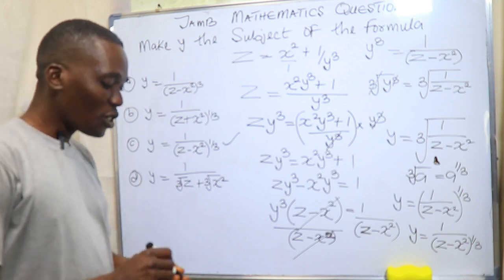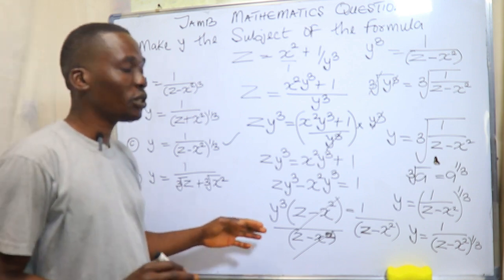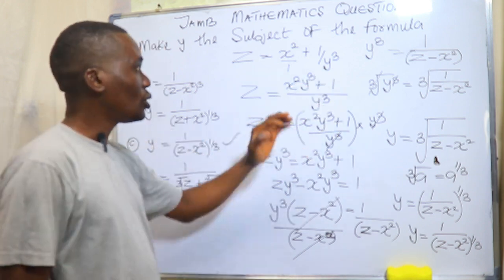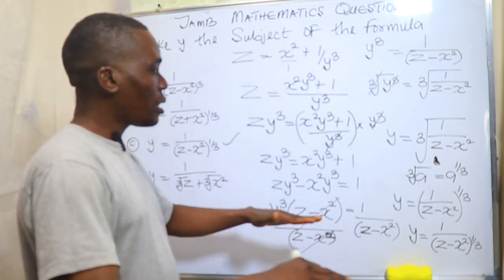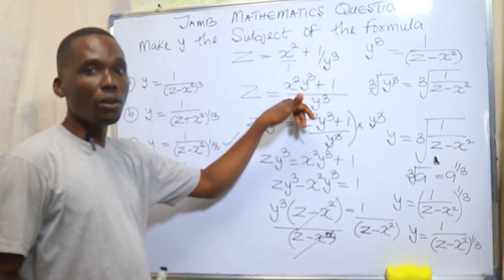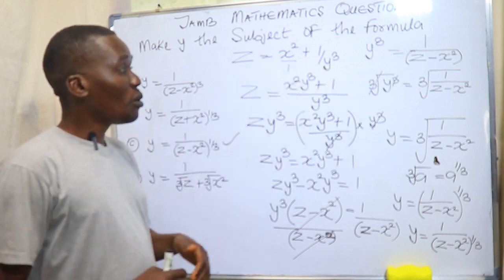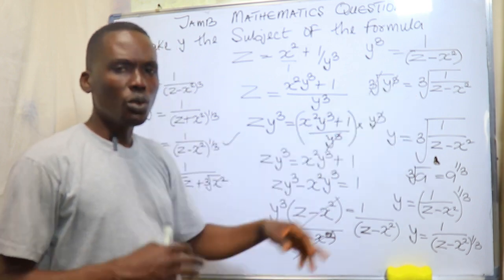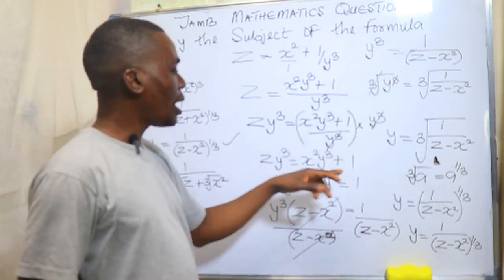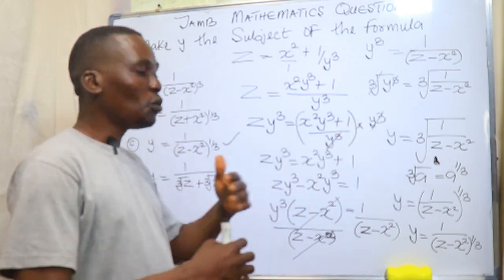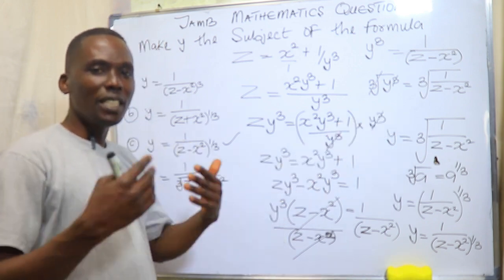So you see, when they ask you to do change of subject of formula in JAMB, take your time. If you see fraction, clear the fraction. If you see power, clear the power first. The only way we can clear fraction is to do LCM. The only way we can clear cube is to take the cube root. The only way we can clear square is to take the square root. With that, you will find what you are looking for very easily.